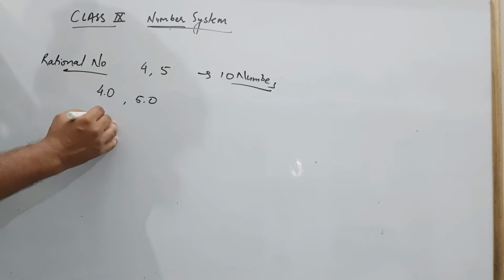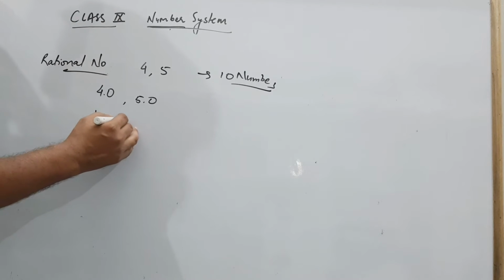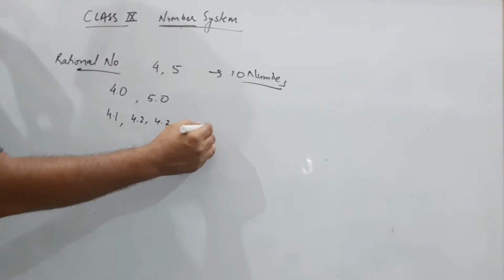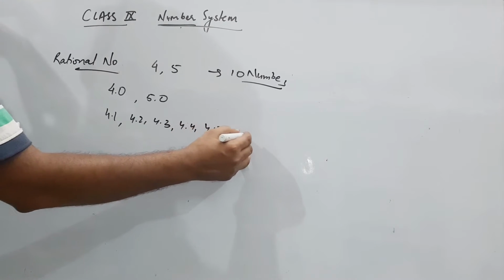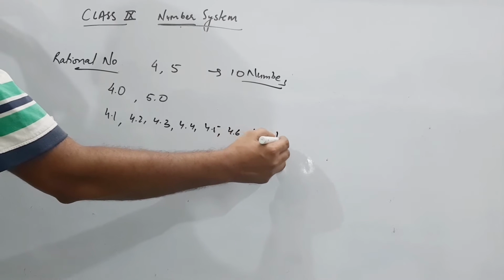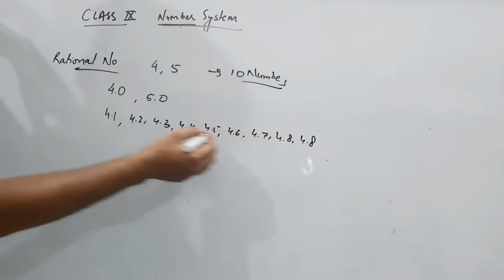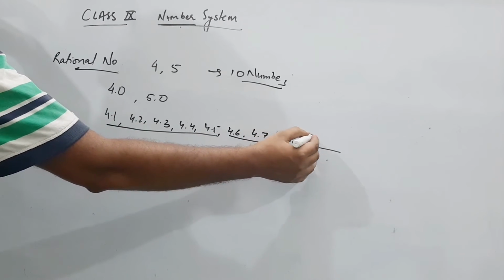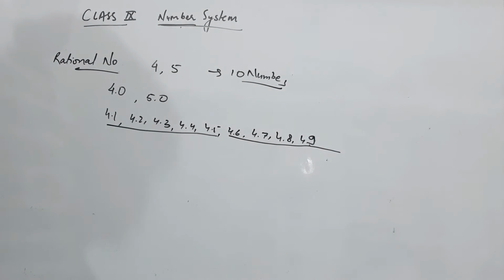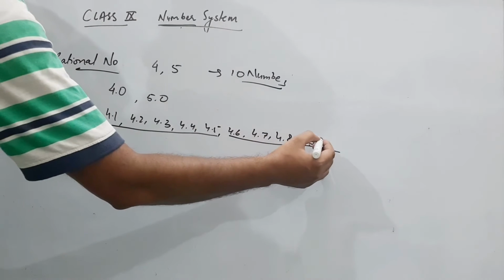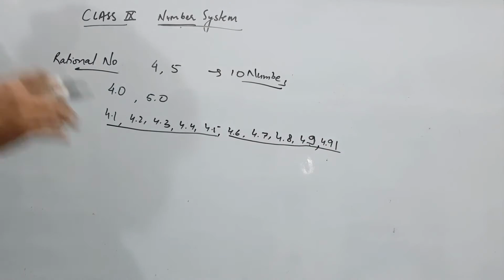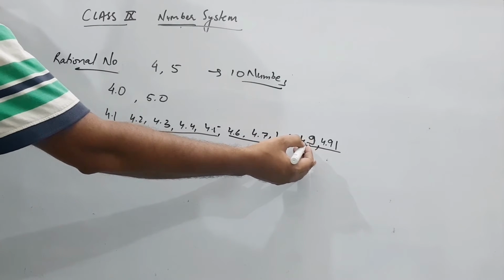So it can be 4.1, 4.2, 4.3, 4.4, 4.5, 4.6, 4.7, 4.8, 4.9. So how many are there? This is 9 and one is missing. I think one is missing, and that is 4.10. It cannot be. So what can we write? We can write 4.91. Yes, this is the only way to write it.